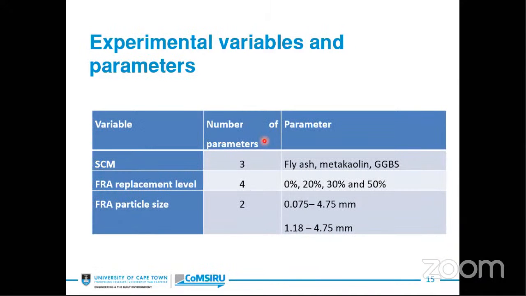Now, to carry out this research, here are some experimental variables and parameters which have been proposed. We're looking at using different SCMs, 3 in number, and we're looking at using different replacement levels for fine recycled aggregates. Then we hope to play around with different particle sizes so as to optimize material properties and, of course, look at the influence of ACP and how ACP reduces across the size spectrum.